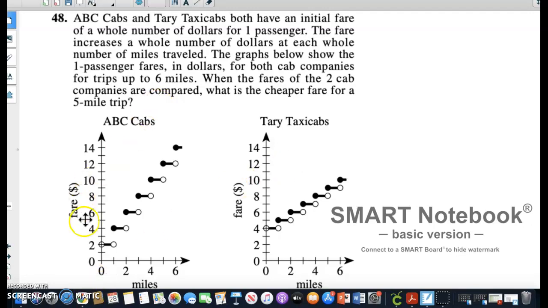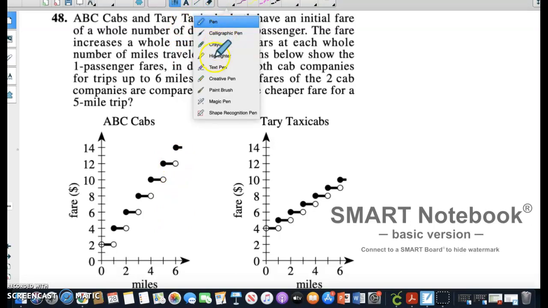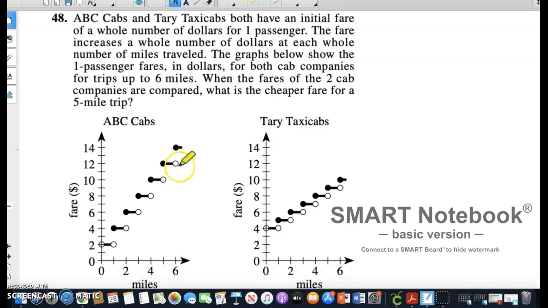So when we're looking at a step function here, let's look at ABC Cabs. On the x-axis, we have miles, and on the y-axis, we have the amount of money that it costs. So we need to figure out how much ABC Cabs is going to charge for a 5-mile trip. So we're going to go to 5 on the x-axis and follow our graph up. I'm going to get my highlighter because we need to figure out what the y value is when x is 5.